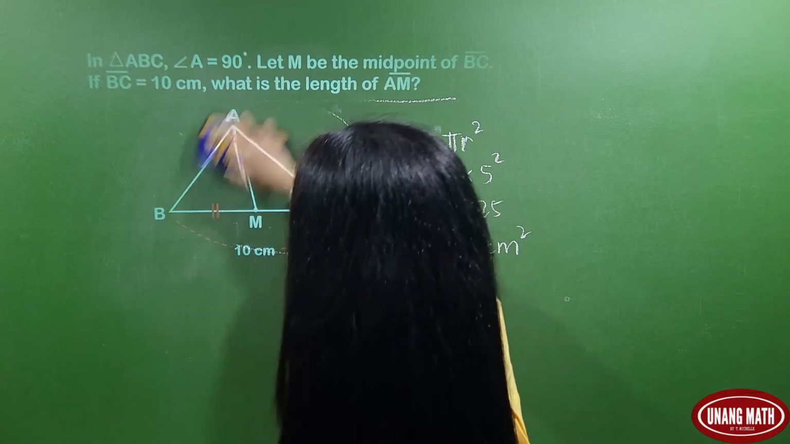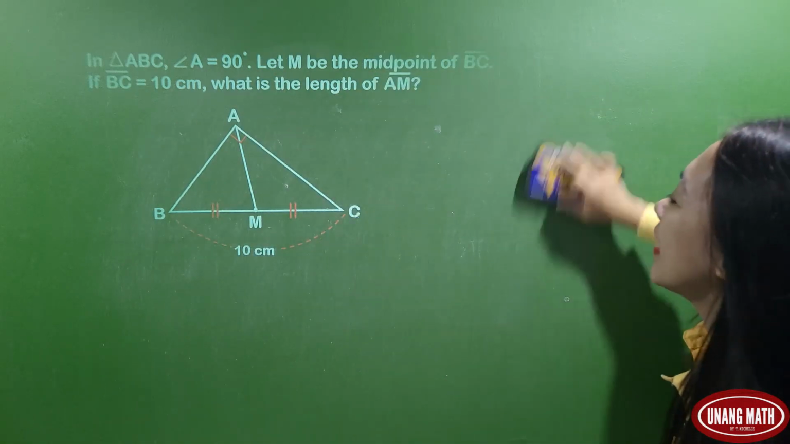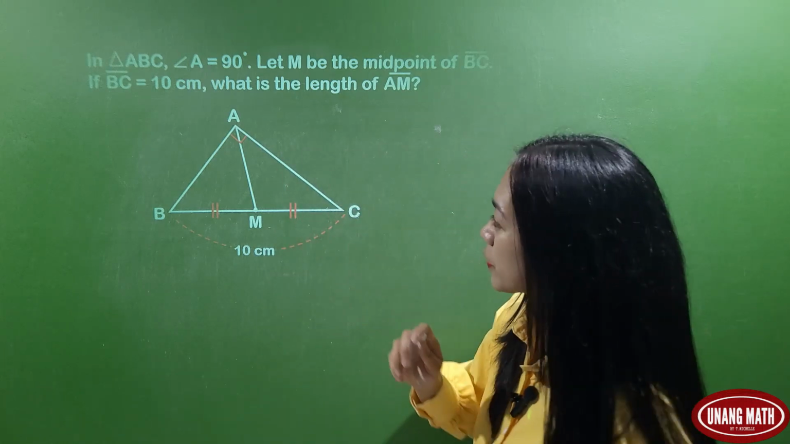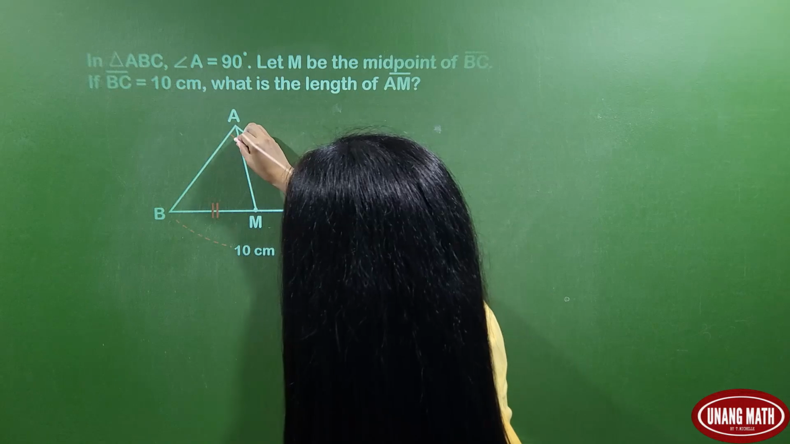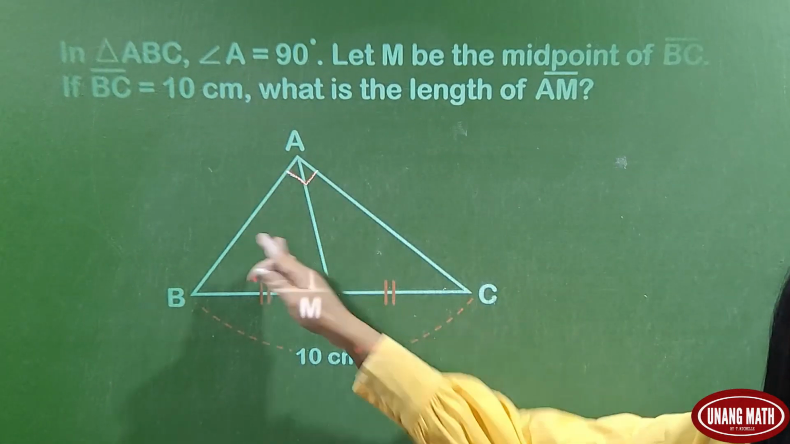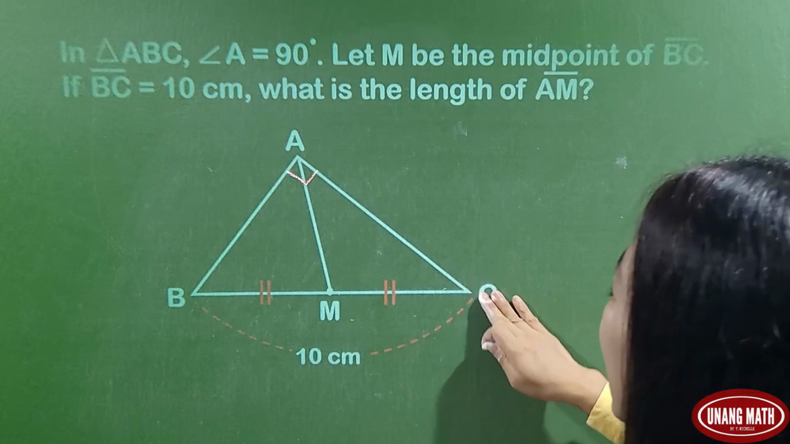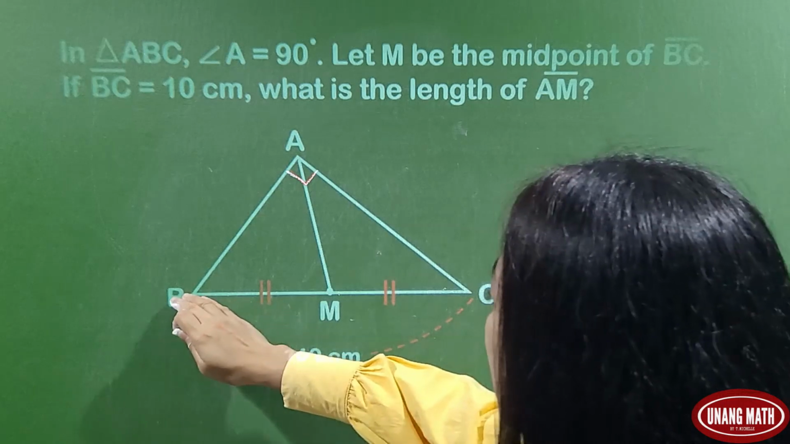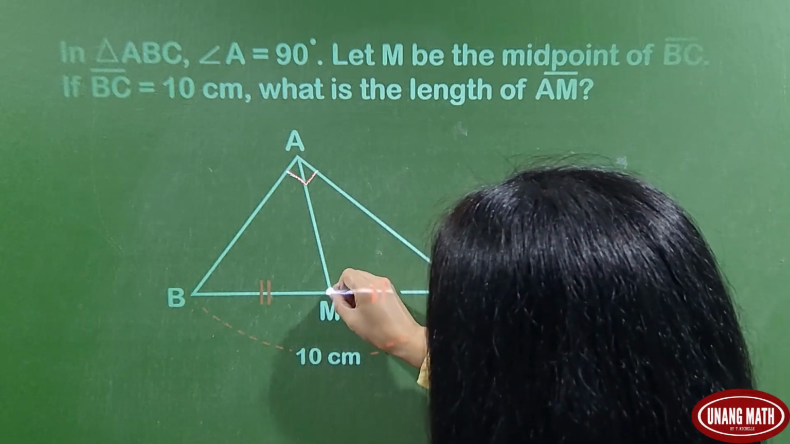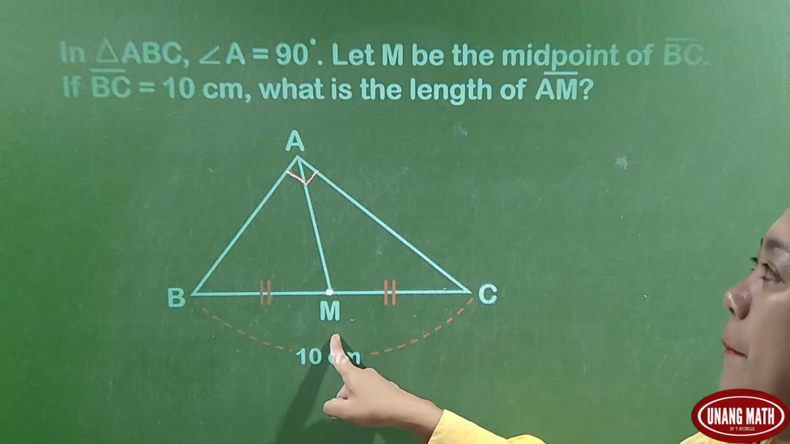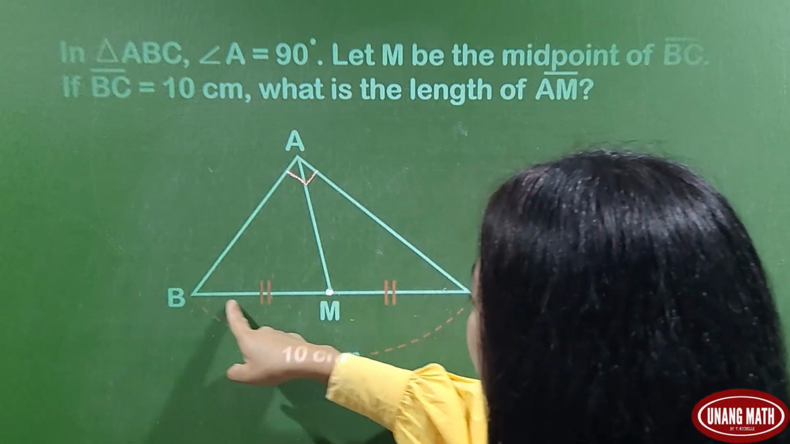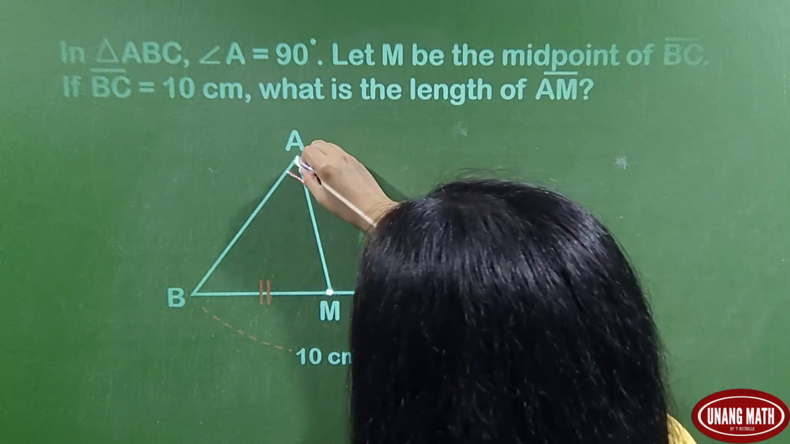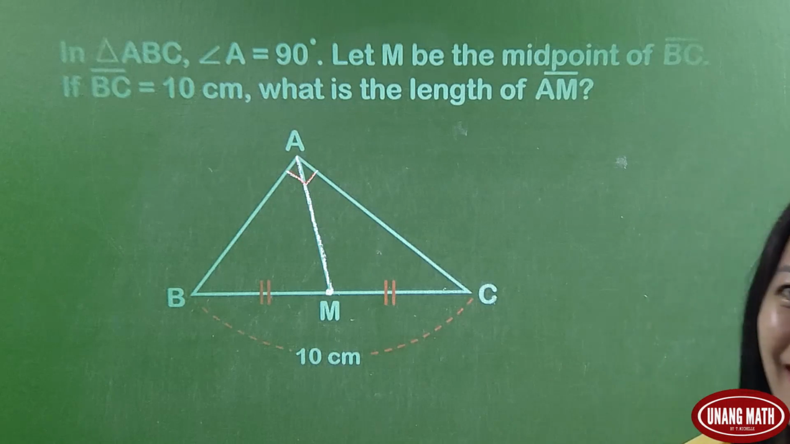We have here another problem. Let's also try this one. In triangle ABC, angle A is 90 degrees. Where is the 90 degrees? This angle. So it means this is a right triangle. Let M be the midpoint of segment BC. So this is segment BC, and this is our midpoint, M. If segment BC is 10 centimeters, what is the length of segment AM, or this segment?